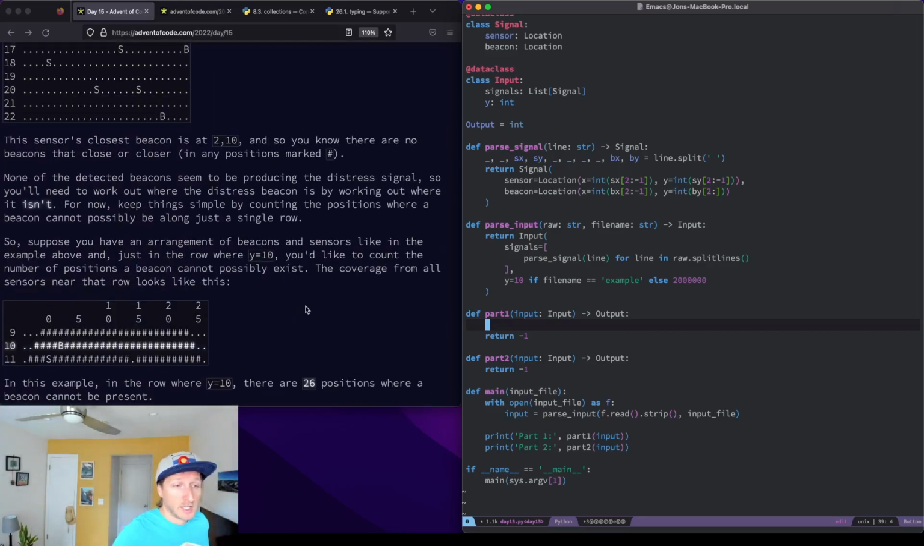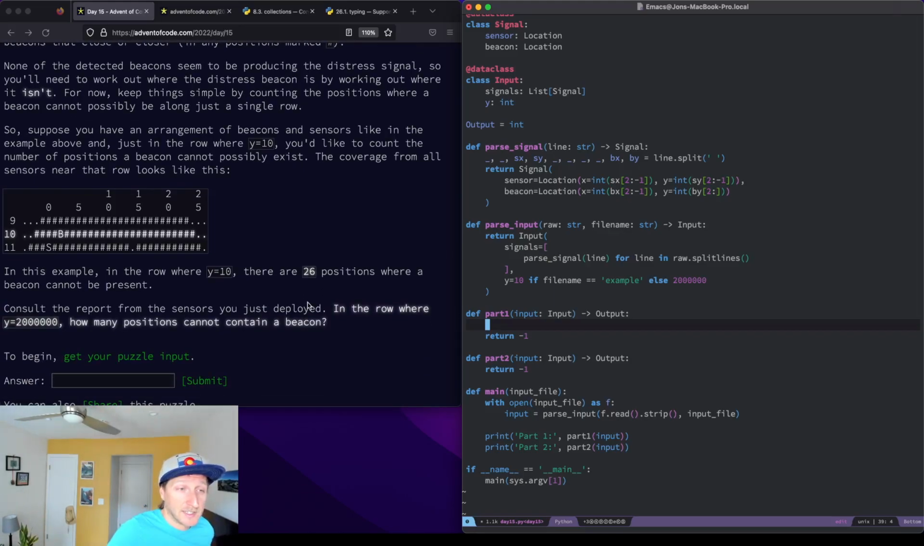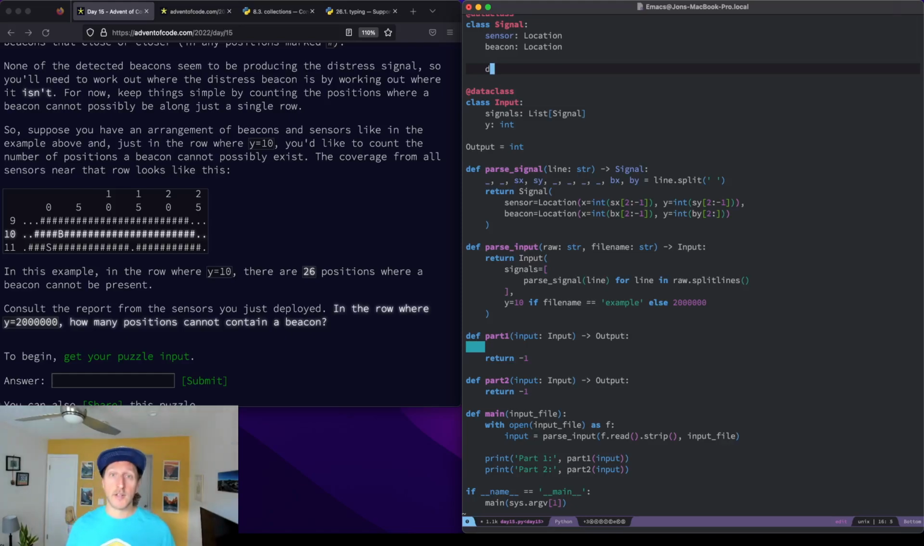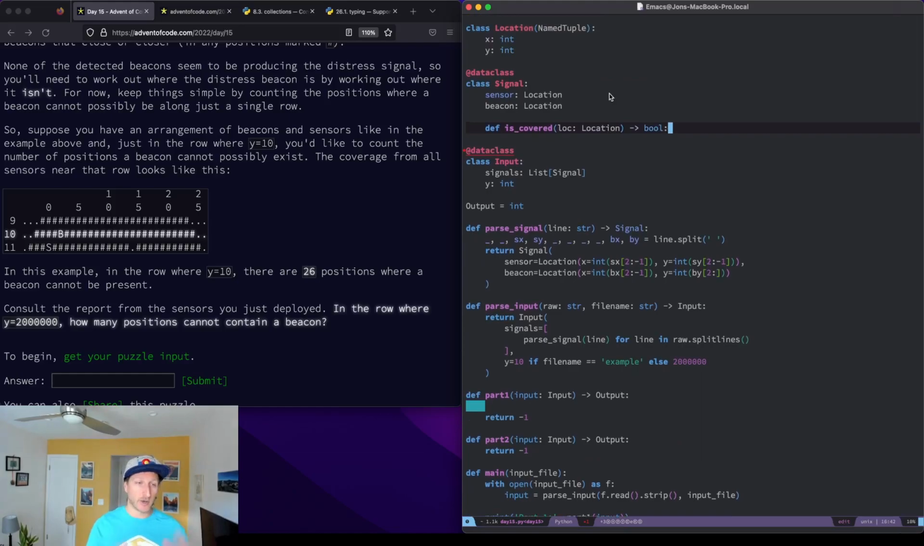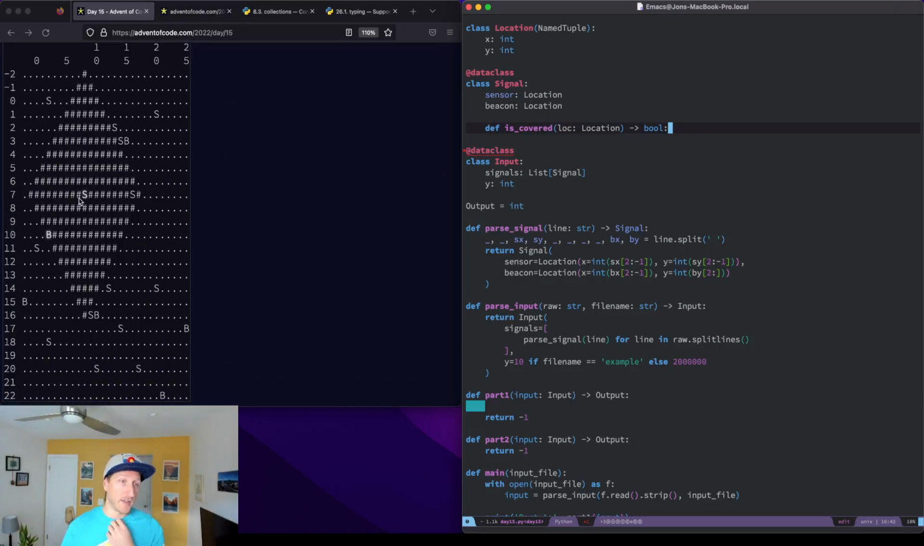All right, so to walk a single row, we just need to count the number of positions that cannot possibly hold a beacon, basically if they're covered by a signal. I want to make a helper function, def is covered by a location. So if it's covered by this signal, if it is part of this diamond created by the sensor and the beacon distance.